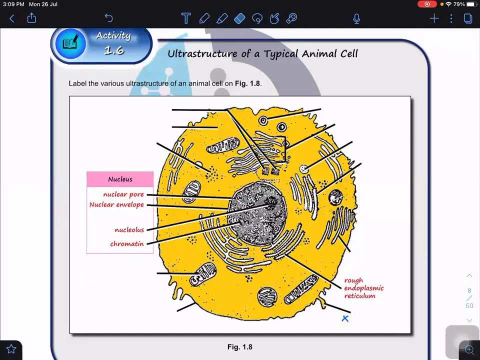So this is very important, guys. When you answer the question, if the question asks you to name the structure, you have to spell it in full, right? You have to spell it in full, rough endoplasmic reticulum. You cannot give me RER.